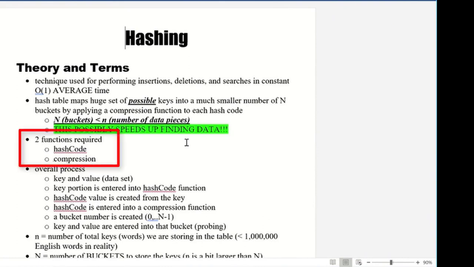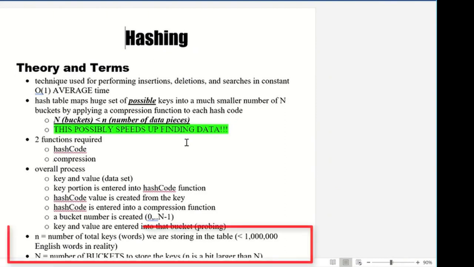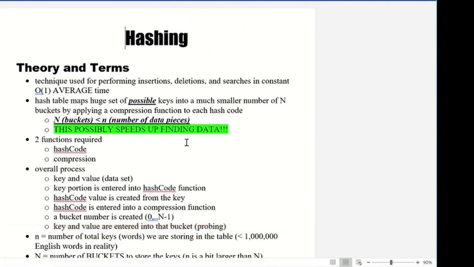This requires several things. Two functions. You have a hash code, which I'll go over, and compression. And then the overall process you see on the first page there, I'll go over that in detail in a minute. But you also have a lowercase n and a capital N, and be careful about the difference between the two. Lowercase n is the number of total keys or values that you're going to store, and the capital N is the number of buckets. So what do I mean by that?